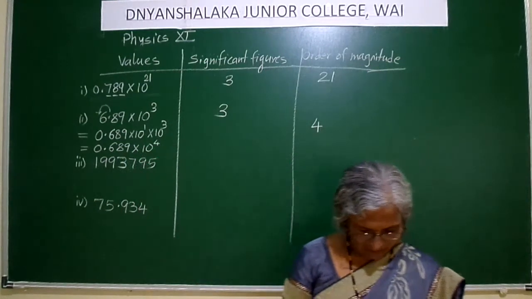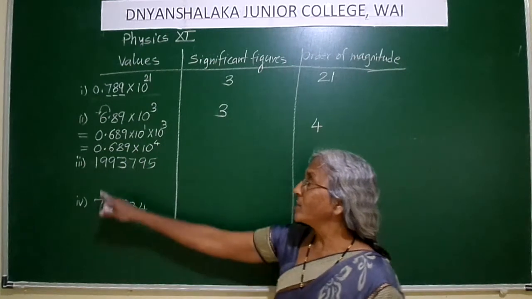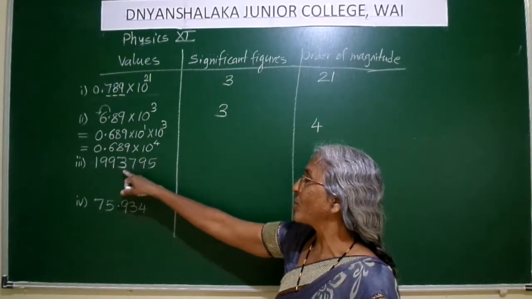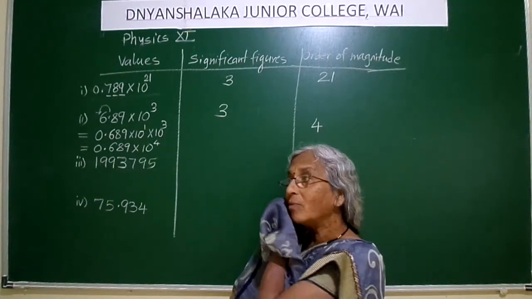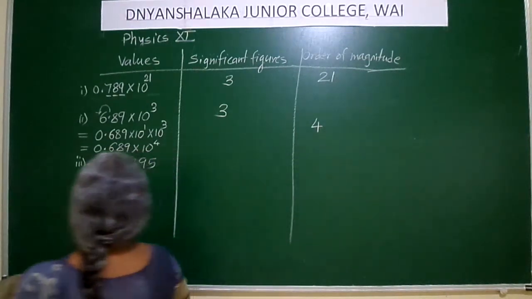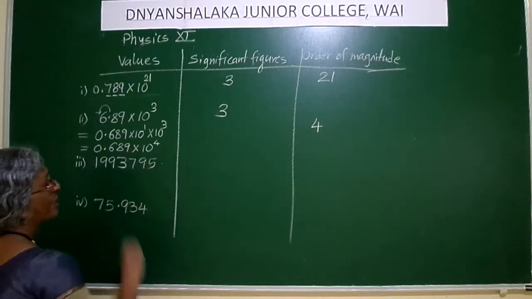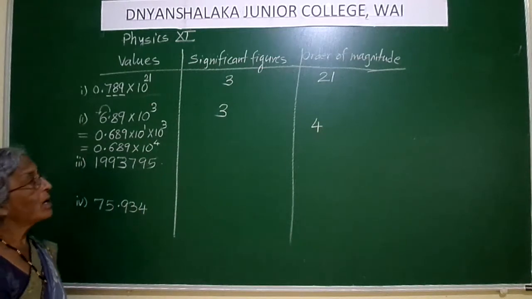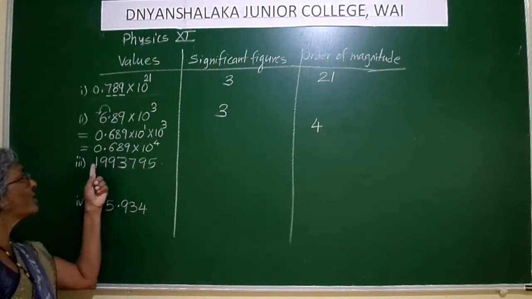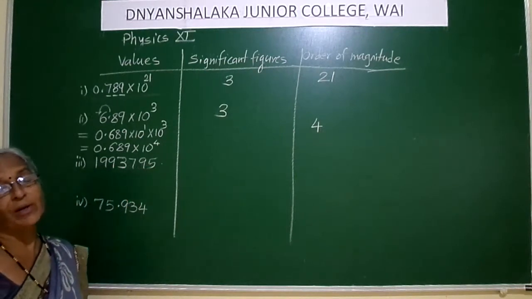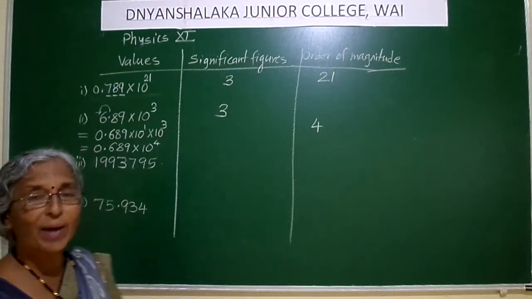Then we'll go for the next value. Come on. Now by now you must have calculated the next value. It is 1993795. Okay. Now if I take this as the value, decimal point comes over here. In this value, 1, 2, 3, 4, 5, 6, 7 digits are going to be significant if I don't consider it in the rounded up manner or in order of magnitude.